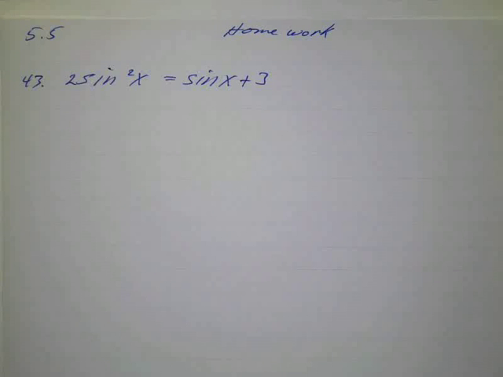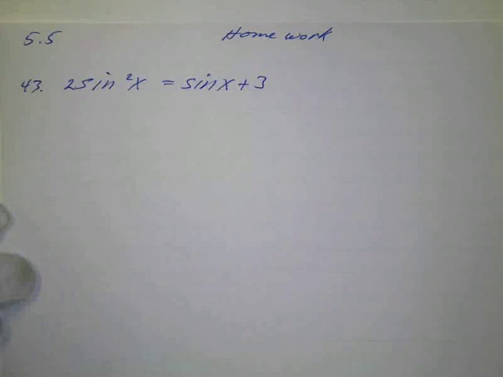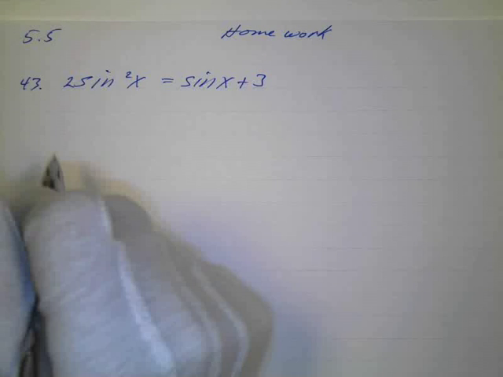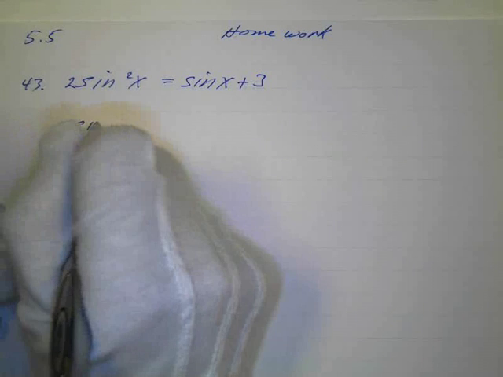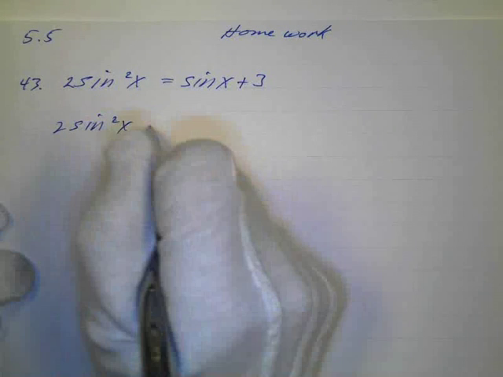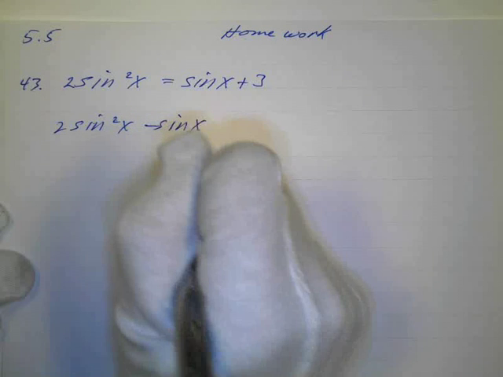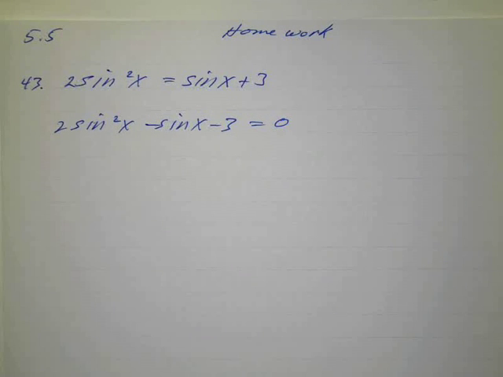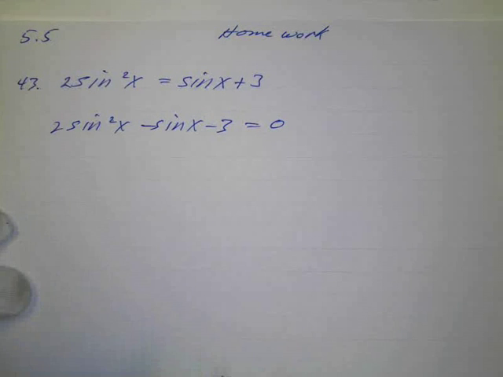Okay, this is section 5.5, and this is number 43. And again, we want to get these equal to 0 first of all. So we can try to solve it using the factoring method. So we have 2 sine squared of x minus the sine of x minus 3 equals 0. And then we know it's a quadratic, and again, we'll try to use a z substitution. That's a little bit easier for us to deal with.